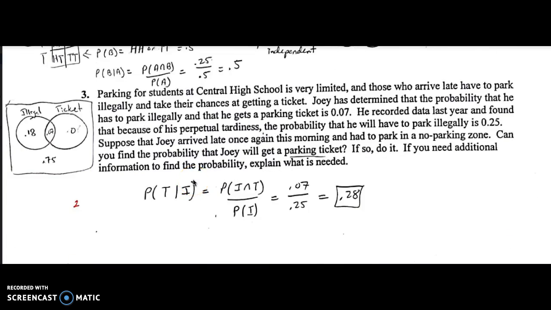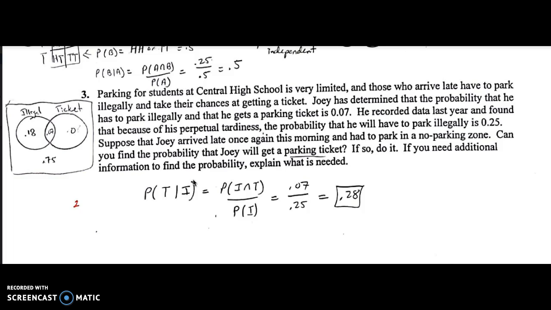Question 3 says, parking for students at Central High School is very limited, and those who arrive late have to park illegally and take their chances at getting a ticket. Joey has determined that the probability that he has to park illegally and that he gets a parking ticket is 0.07. He recorded data last year and found that because of his perpetual tardiness, the probability that he will have to park illegally is 0.25.